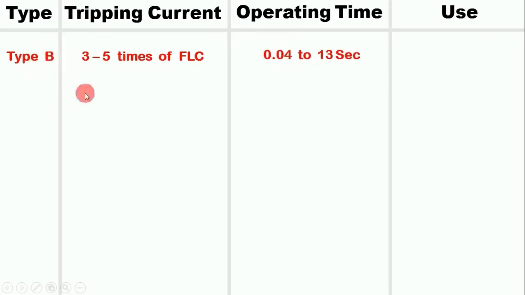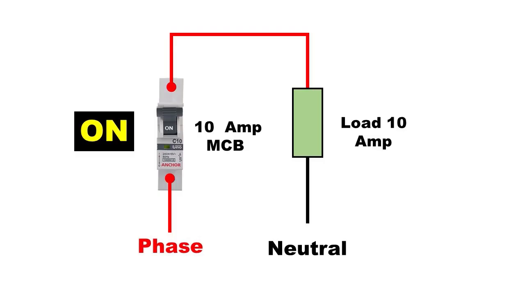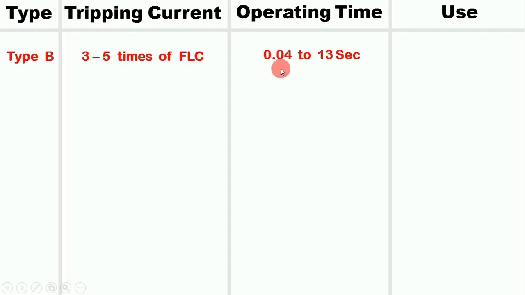This means, if you have a 10 ampere B type MCB, and 3 to 5 times current flows in this, that is, if 30 ampere current started flowing through it, then the MCB will trip by taking 0.04 to 13 seconds. It means minimum 0.04 seconds it will take, or maximum 13 seconds it may take to trip the MCB.